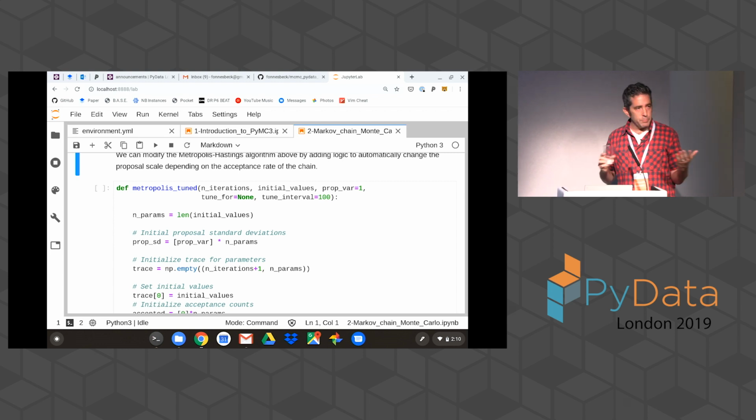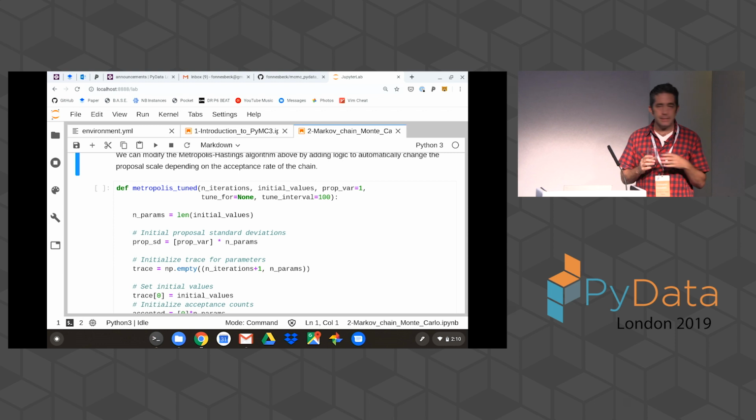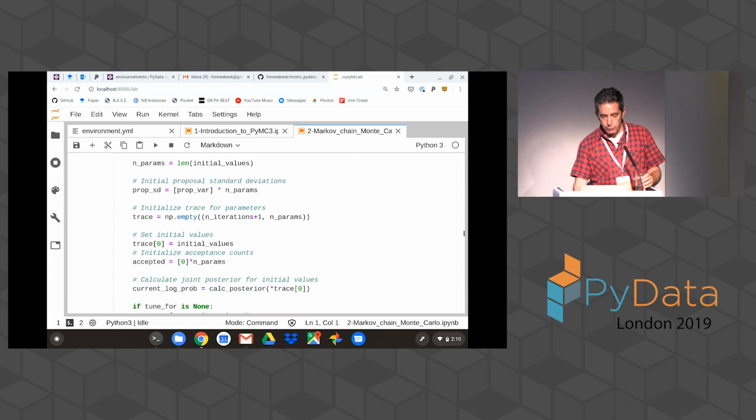Well, work has been done to show that for a Metropolis-Hastings algorithm, the optimal acceptance rate is 0.234. So somewhere between 20 and 50% usually works okay. And so that's what we're going to do here.